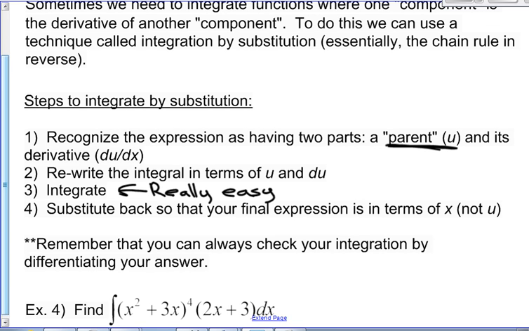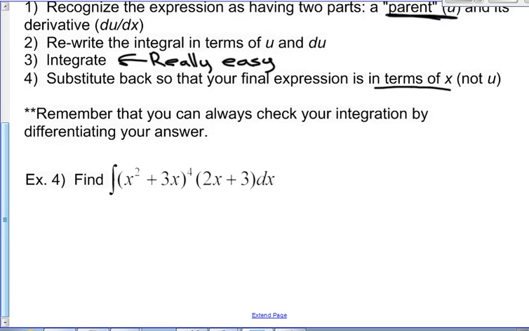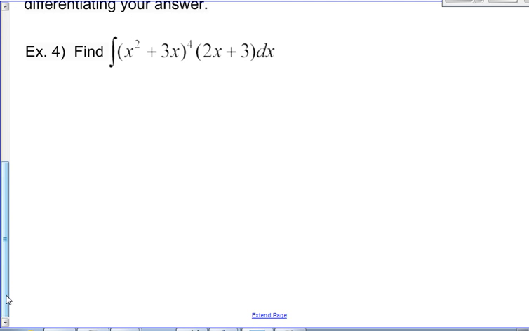Finally, after we've integrated, we substitute back so that our final expression is in terms of x, so that we don't have u's at the very end. And we should remember that we can always check our integration by differentiating, so you can know whether you've integrated properly. Let's try this one.